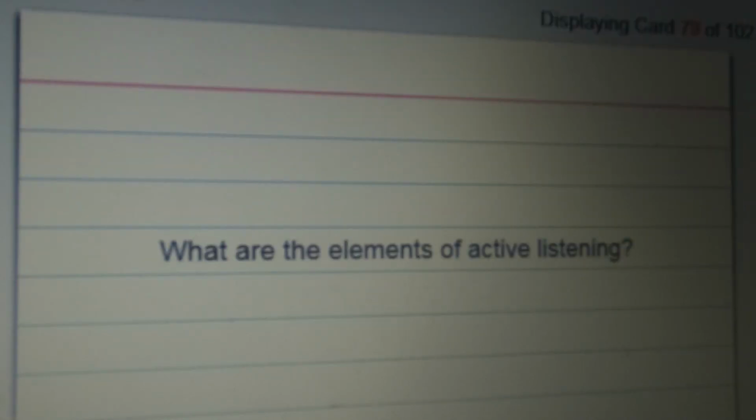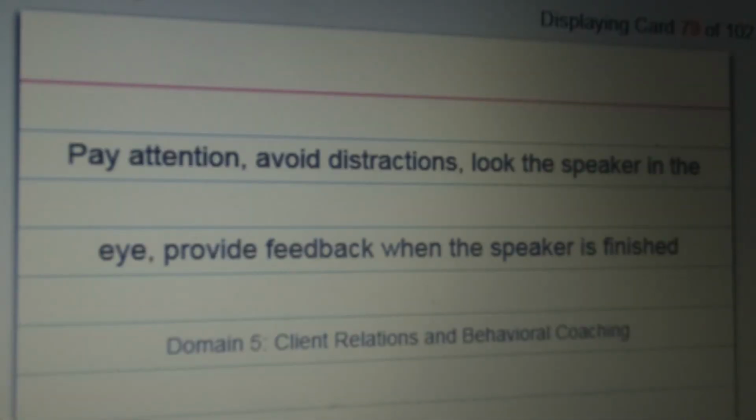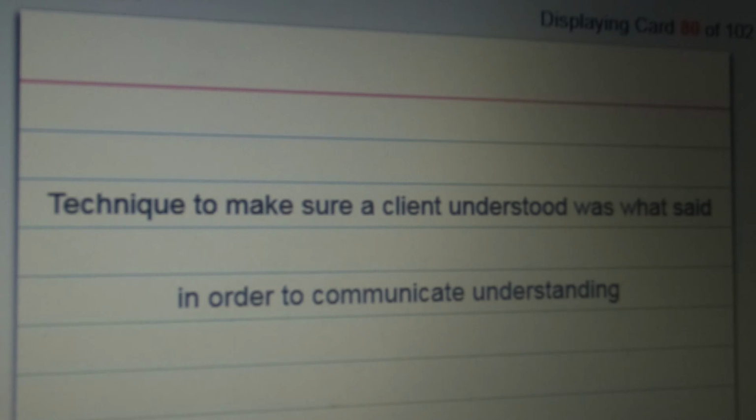Explaining procedures, being sensitive to clients' feelings, consistency, and positivity are all examples of what? Effective communication skills. What are the elements of active listening? Pay attention, avoid distractions, look the speaker in the eye, provide feedback when the speaker is finished. Technique to make sure a client understood what was said in order to communicate understanding. Reflection.